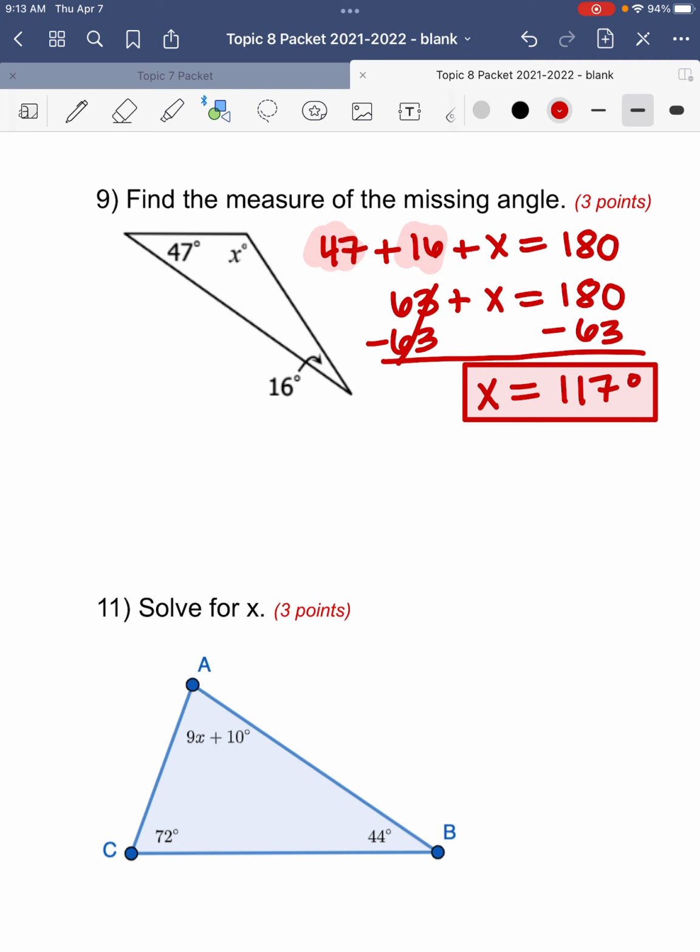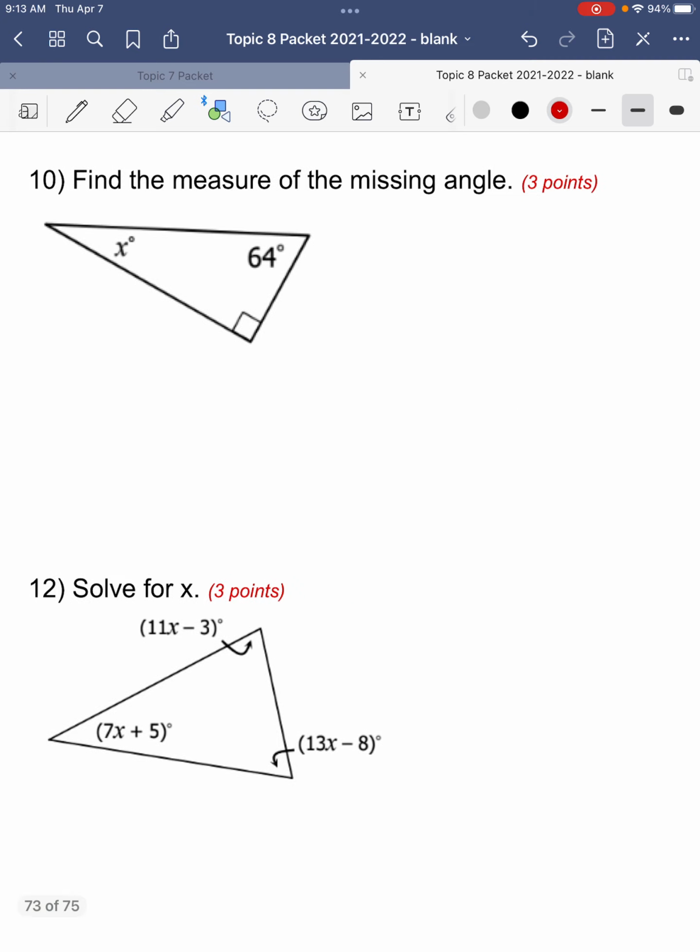Okay, let's look at number 10. Number 10 is very similar. Find the measure of the missing angle. So it looks like I'm missing 2 angles, but remember, whenever you see this little square right here, I want you to recognize that that's a 90-degree angle. So even if you have to write that in, that's 90 degrees right there. Do that, okay? So we're really just missing 1 angle measure here.